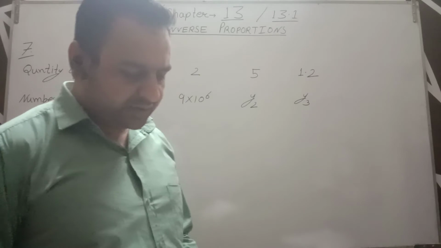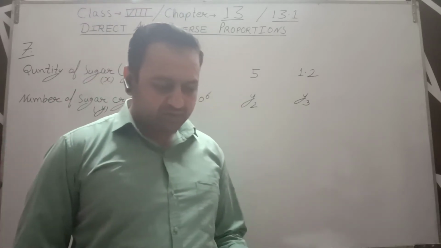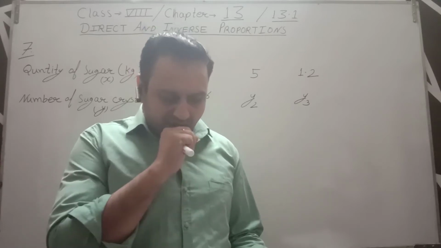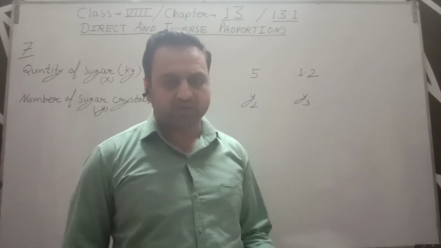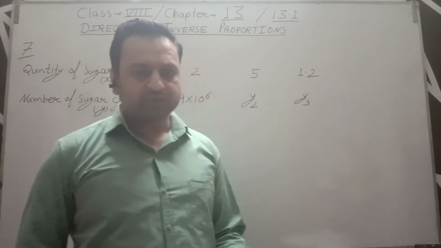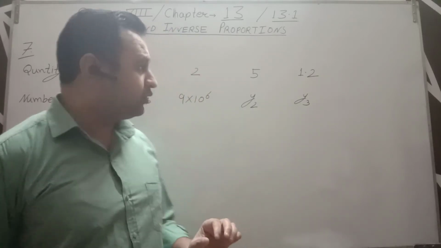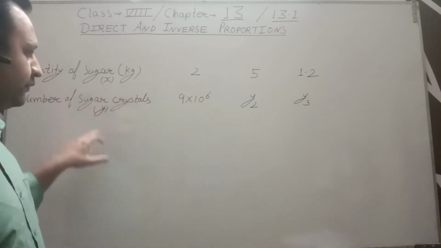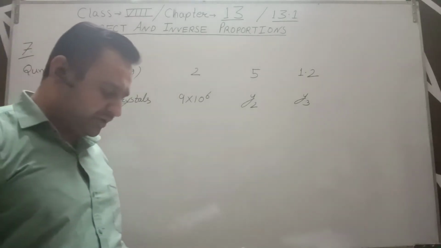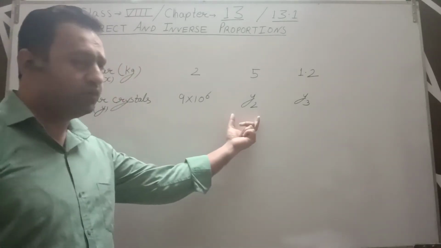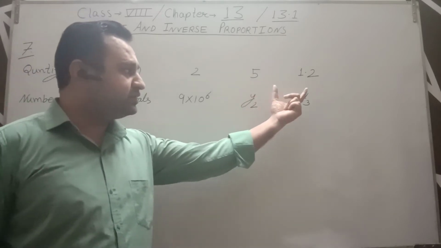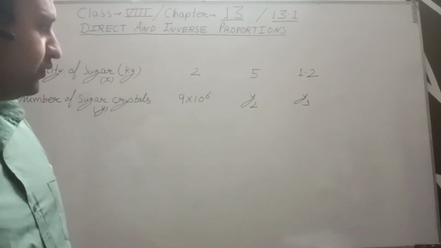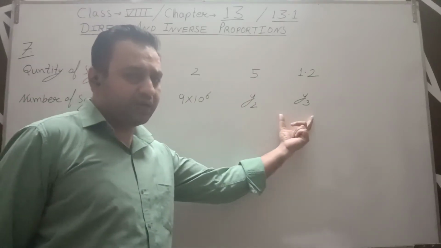In question number 7, what is given? Suppose 2 kg of sugar contain 9 multiply 10 to the power 6 crystals. It means if we have 2 kg of sugar, then the counting of sugar particles in it is 9 into 10 to the power 6. And we have to find out if there is 5 kg sugar, then the number of sugar particles, and if there is 1.2 kg sugar, then the number of particles. So we have to solve y2 and y3.